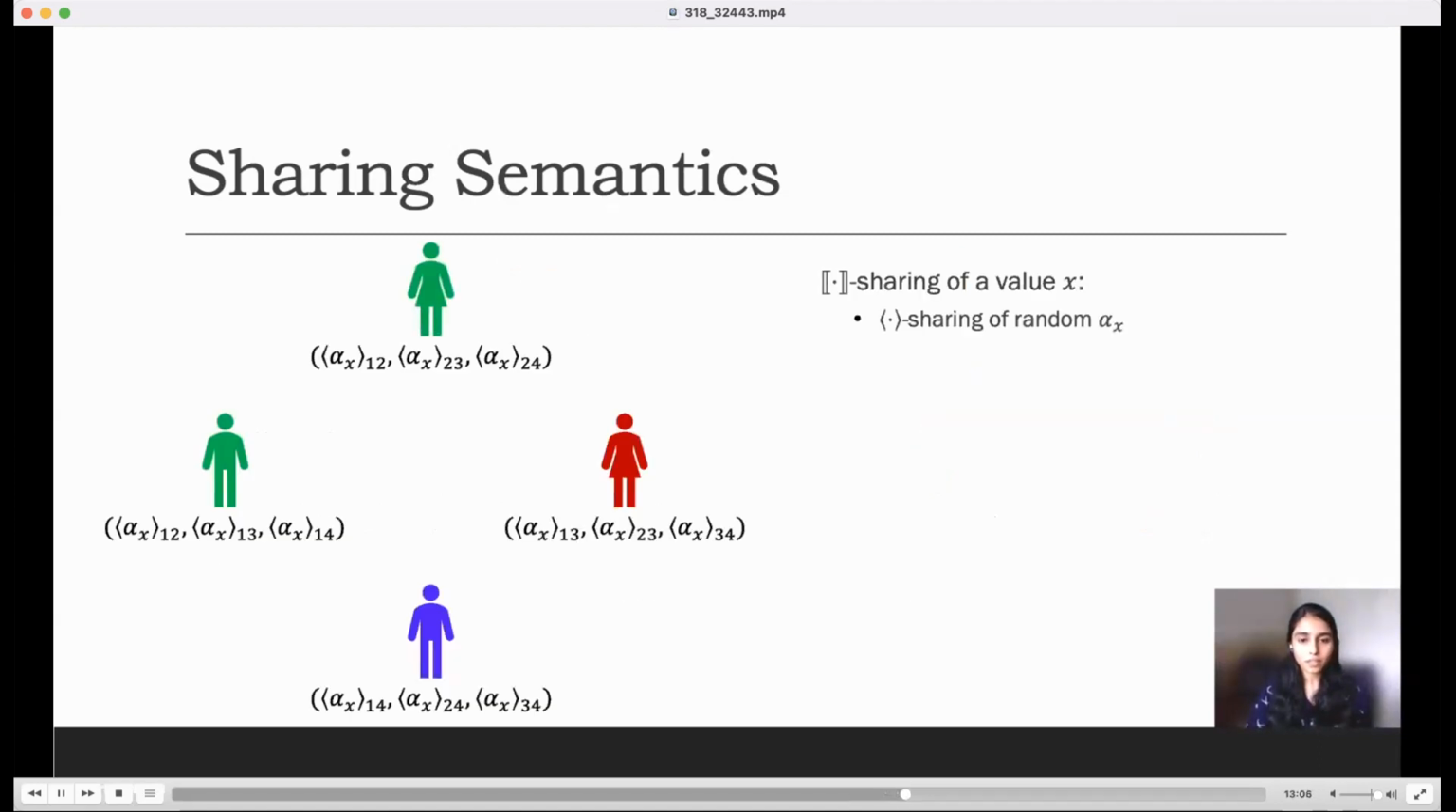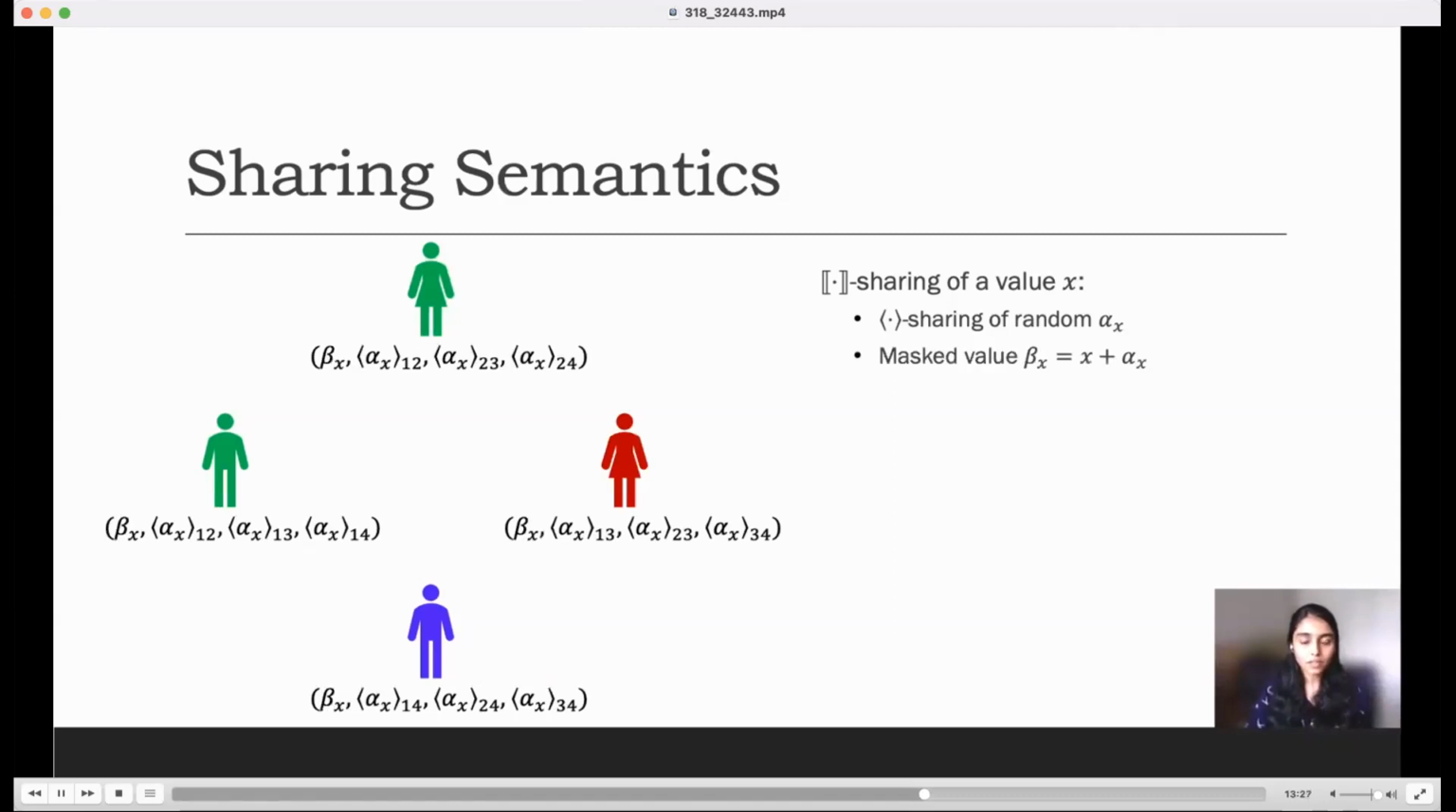Instead of considering a replicated secret sharing of a value directly as described, we tweak the sharing slightly in order to achieve a better efficiency in the preprocessing paradigm. For this, to share a value, we consider 2 components of sharing. One is a mask, say alpha x, which is replicated secret shared as described before. In addition, we consider a masked value, which forms the second component of the sharing, say beta x, which is equal to the actual value x plus the mask alpha x.